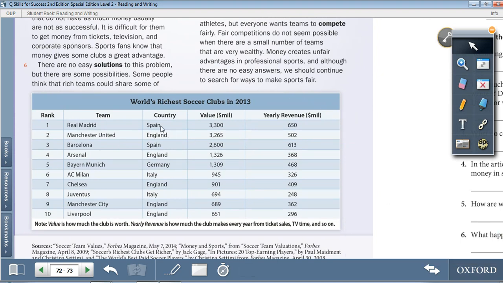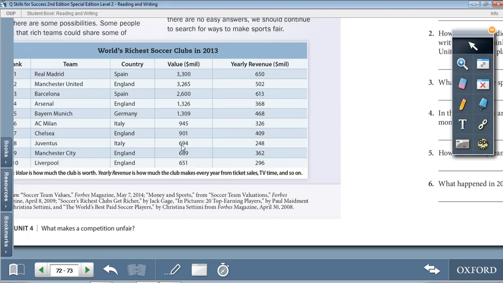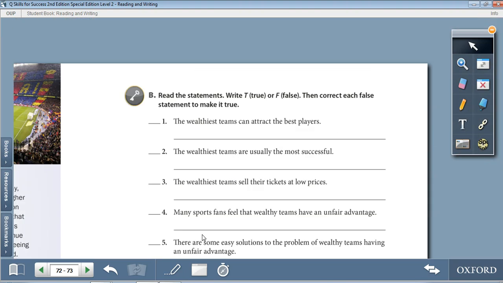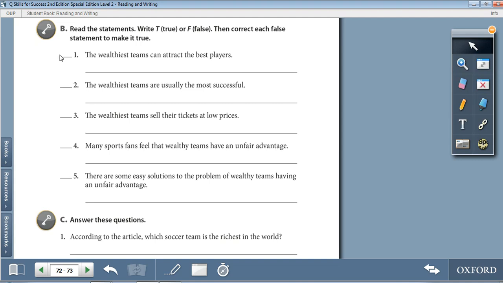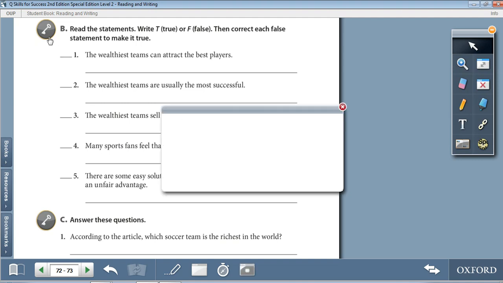Here you'll find a table for the world's richest soccer clubs in 2013. As you can see, we have the richest 10 teams, their country of origin, their value in millions, and their yearly revenue also in millions. Moving on to activity B, read the statements, write true or false, then correct each false statement.